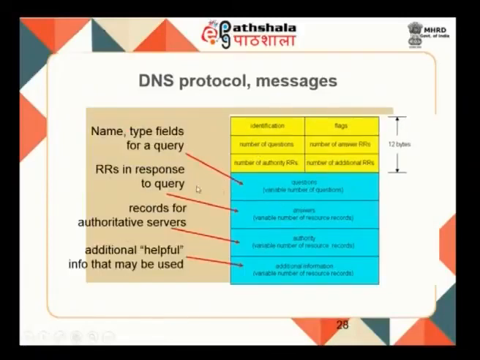Okay. So, the questions field here will have the name and type fields for the query, and the RRs in response to the query will be here in the answers field. Authority, as I said, will have the authoritative answers, and additional information is additional useful information like your MX type records; other information that may be useful will be returned in this. Okay. So, this is basically how the DNS protocol exchanges messages using this particular format.